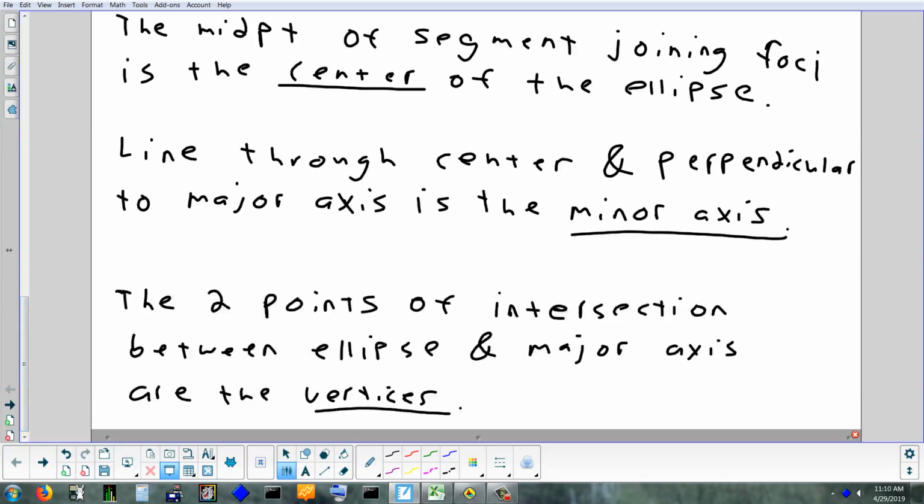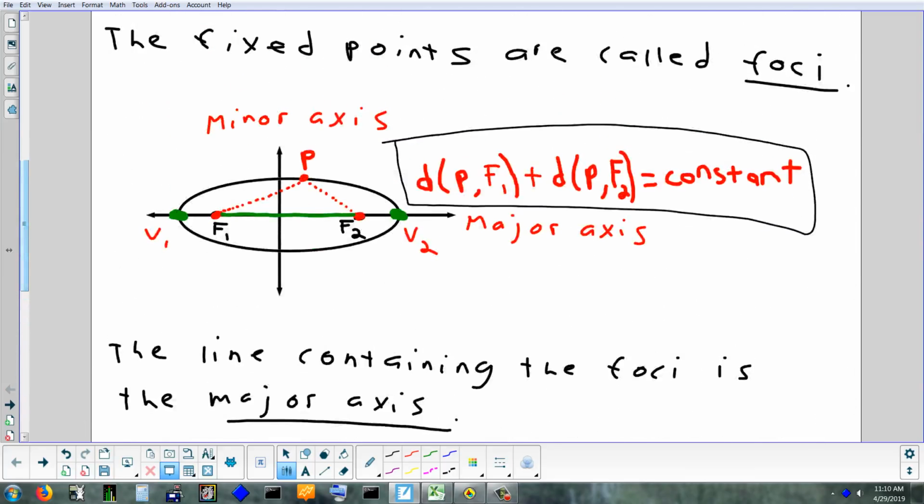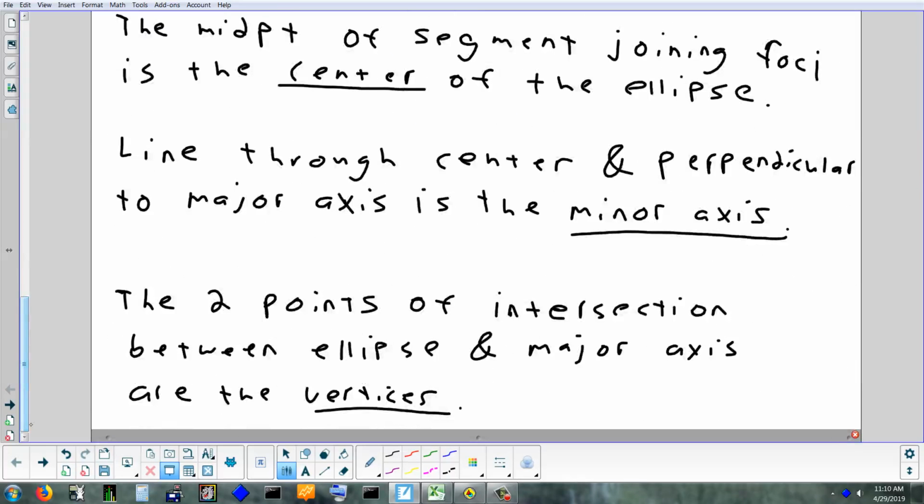All right. When you draw your major axis, it hits the ellipse in 2 spots. Here. And there. Where the major axis hits the ellipse, those are called your vertices. And I've labeled them V1, V2. Okay, so where the major axis crosses the ellipse, those are your vertices.